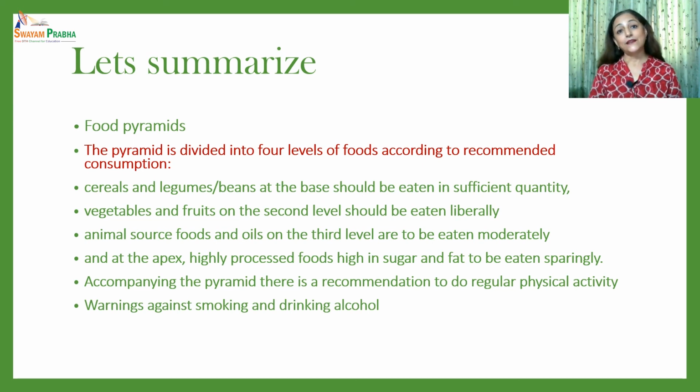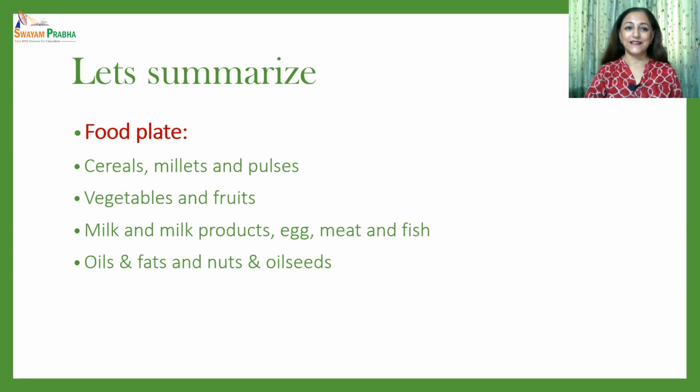Along with that, we saw that in the pyramid there was a recommendation for regular physical activity, and a warning sign which indicates that we should abstain from smoking and drinking alcohol. Then we studied the food plate concept. Here we saw that to create a good thali, which is a balanced thali, we need to include food from the basic four groups.